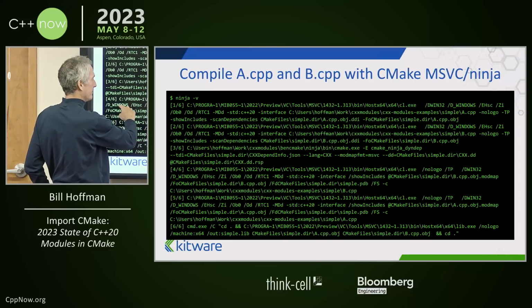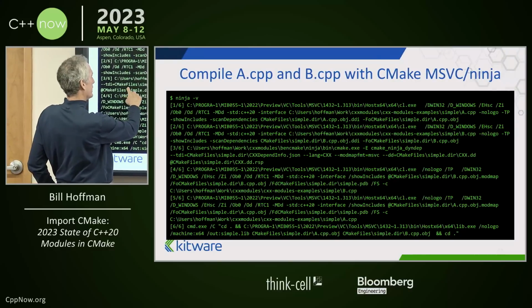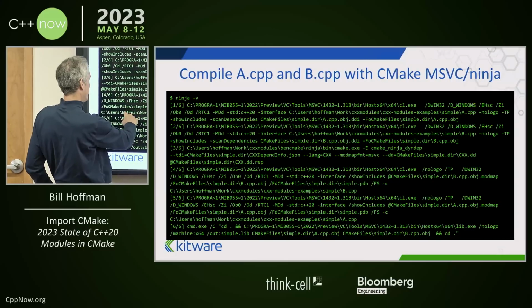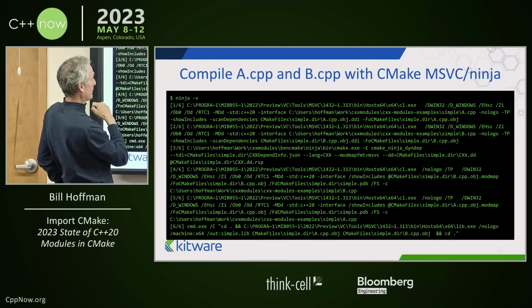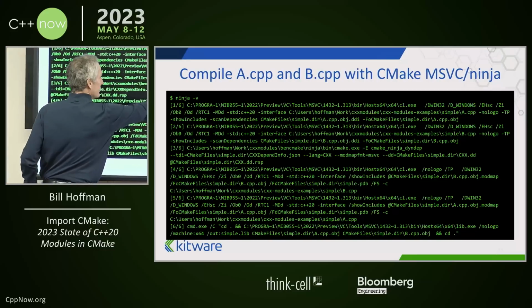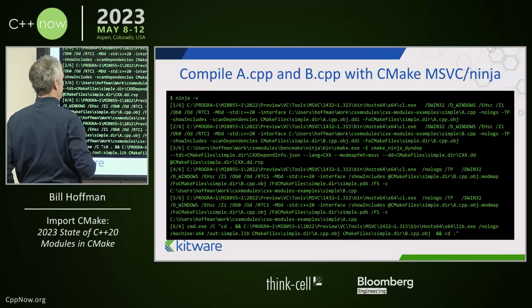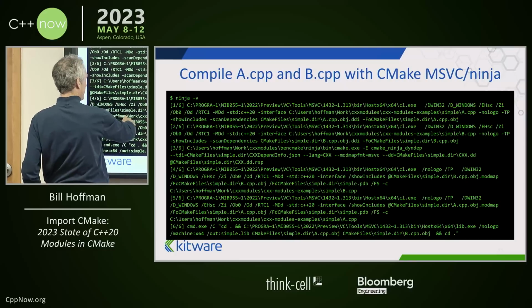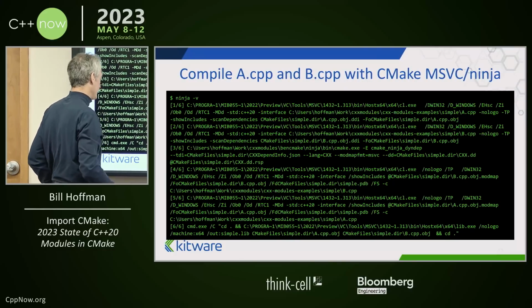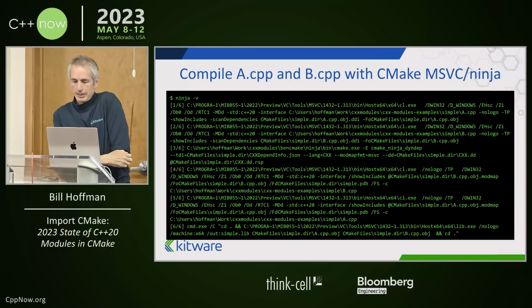And then we're running, where are we? Yeah, the collation. I'm having trouble seeing it. Yeah, there it is. The cmake -E cmake_ninja_dyndep. That's the collation step. And then it goes through and compiles them in the correct order and builds the library and the executable.